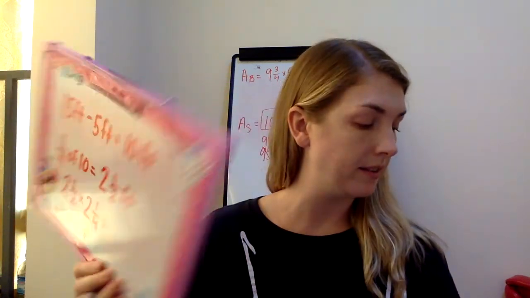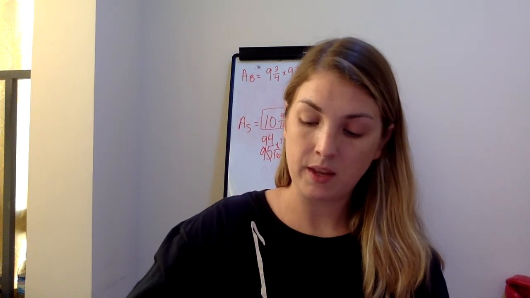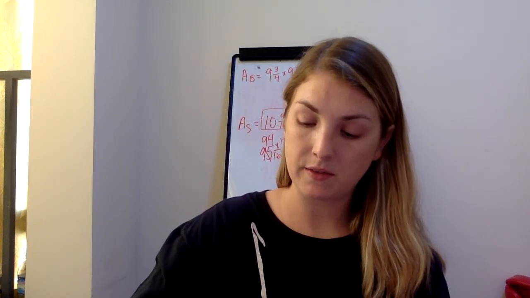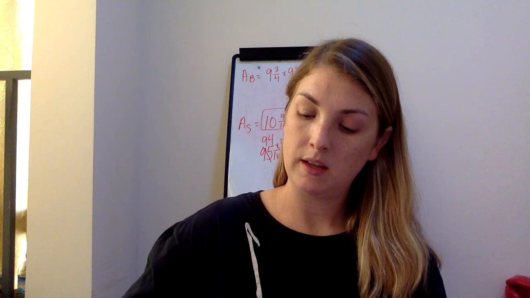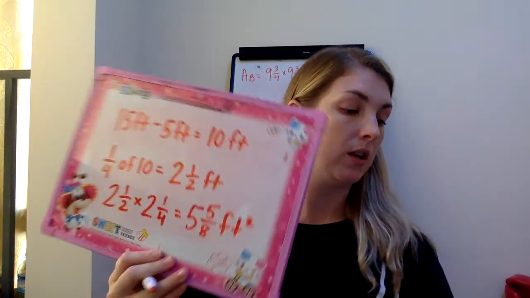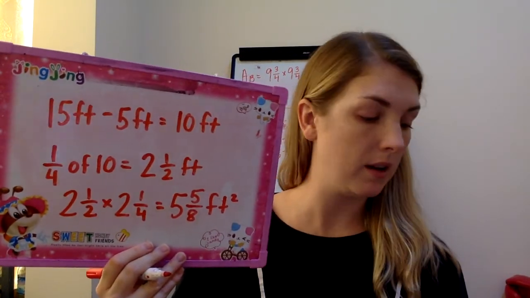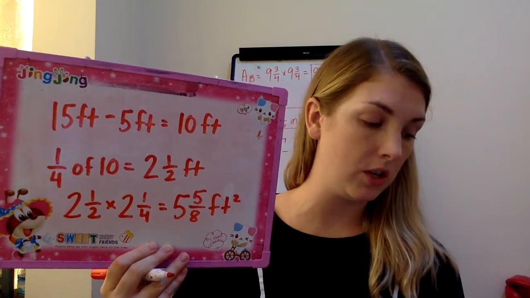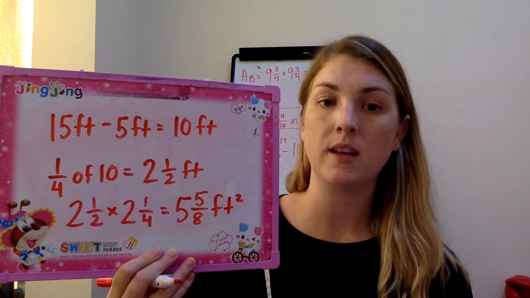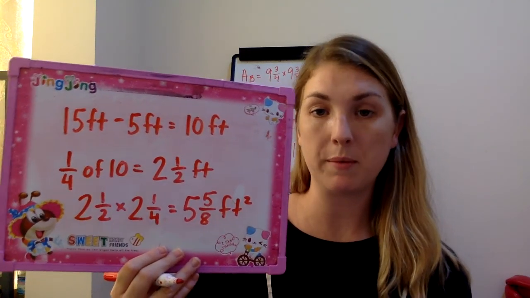All right, you should have gotten 5 5/8 feet squared. So to answer this one, the area of each set of short curtains is 5 5/8 feet squared.